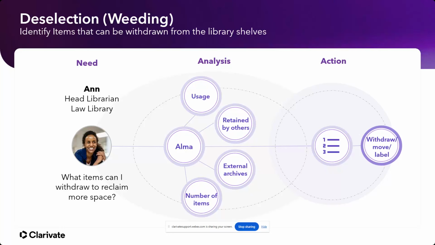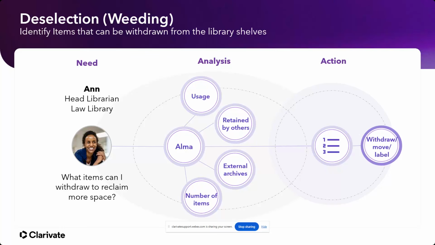What is the usage on those titles? Do these titles exist in external archives like HathiTrust, for example? And even start looking outside and seeing, is it held by other institutions? Now here it becomes interesting because we heard from many institutions that check or want to know the availability of titles that they consider deselecting, even if they're not part of an official shared print group.